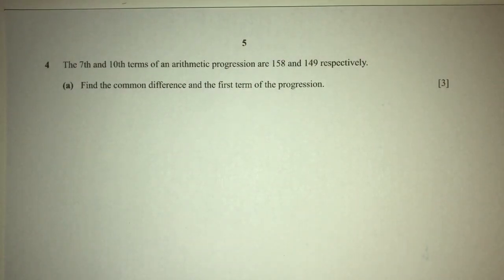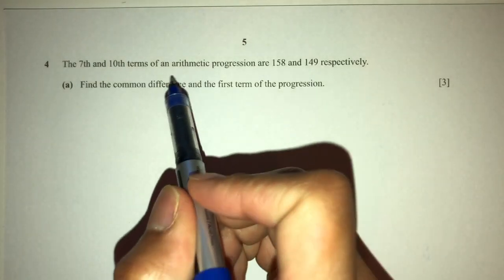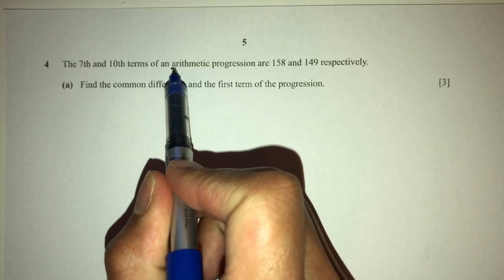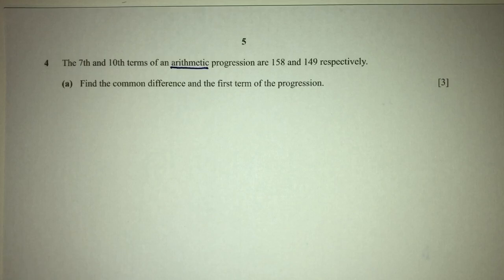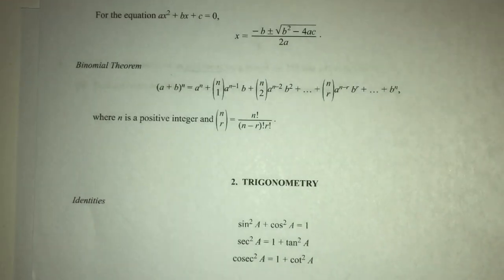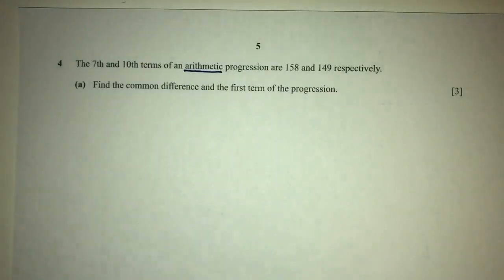The 7th and the 10th term of an arithmetic progression are 158 and 149 respectively. Now, the first thing I would say is that whenever you see a kind of progression given to you, here for example it is arithmetic progression, go back to your list of formulas, and you will have something regarding arithmetic progression. Let me check. This one.